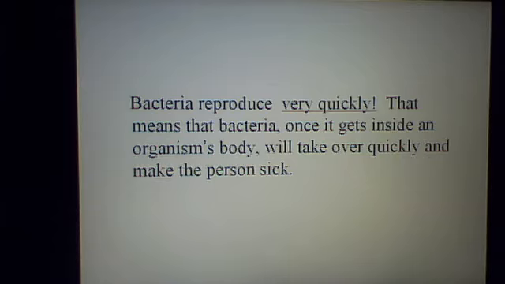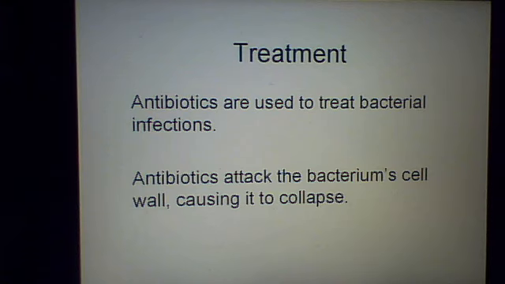And speaking of medication, the treatment whenever someone has a bacterial infection: when you show certain symptoms, your doctor may say, it seems like you have an infection and it seems bacterial in nature. He will prescribe an antibiotic. So antibiotics are used to treat bacterial infections. Antibiotics do this by attacking the bacterium's cell wall, causing it to collapse.